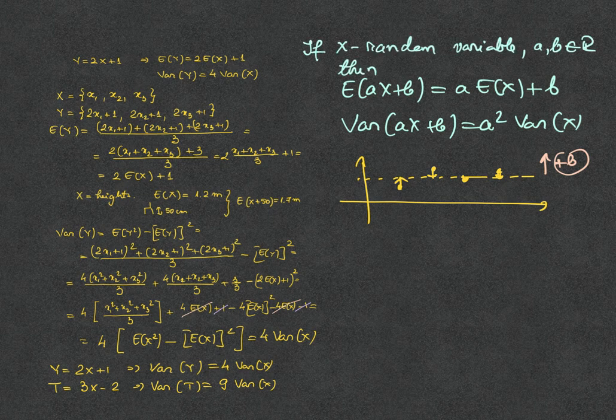So if x is a random variable and a is a real number, I can use these expressions to express the expected value and variance of this new random variable in terms of the expected value and variance of the old one.